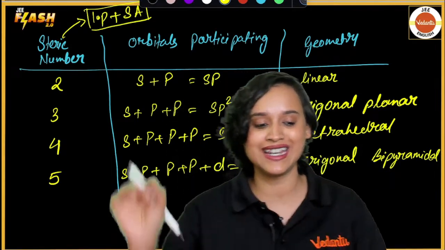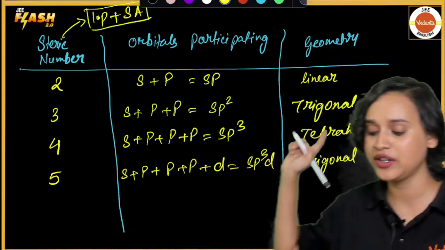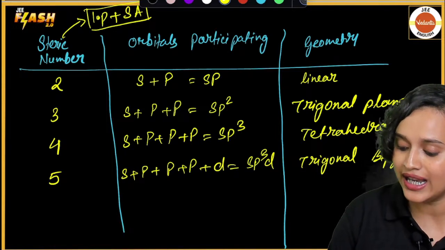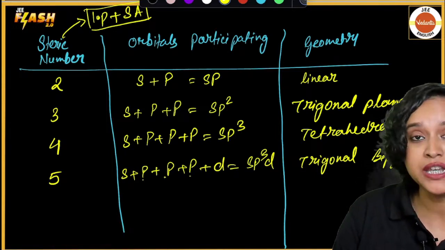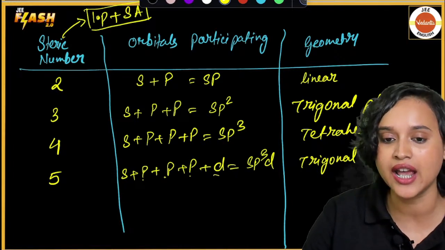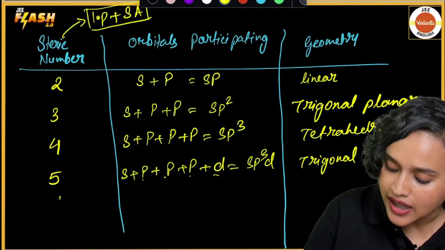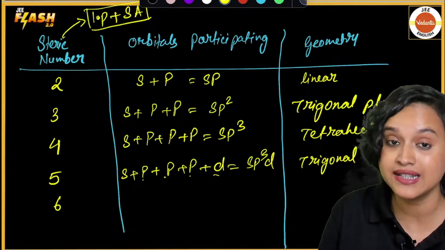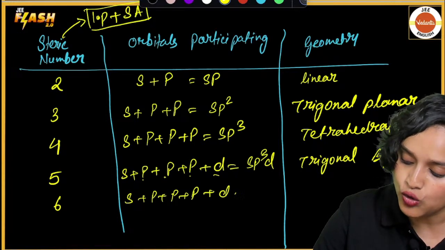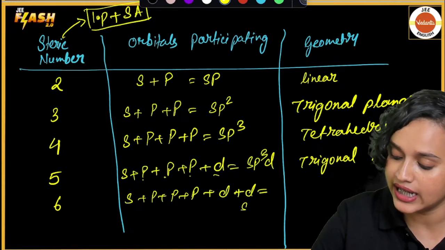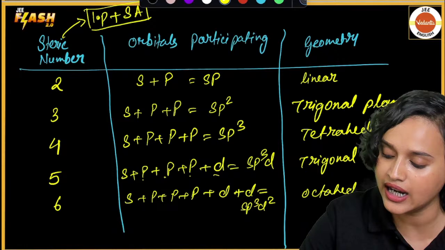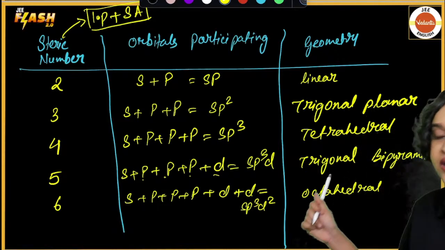So guys, without wasting a minute, let us get on with what we were doing. If steric number is 5, then we have one s orbital, three p orbitals, and one d orbital, which will be sp3d hybridization, and we will get trigonal bipyramidal. Now if steric number is 6, then what do we get? We get one s orbital plus three p plus two d orbitals, which gives sp3d2 hybridization, which will be octahedral geometry.